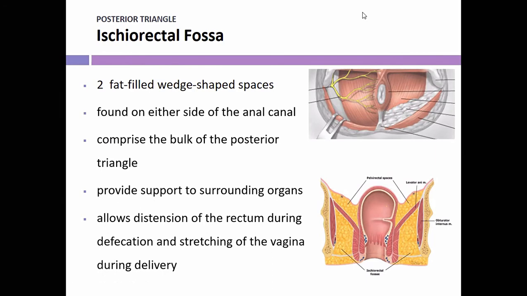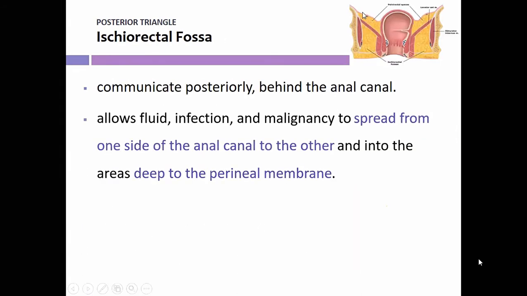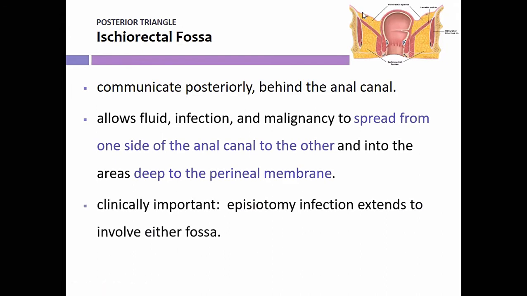as well as stretching of the vagina during delivery. Now, the disadvantage or the characteristic of the ischiorectal fossa is that it can communicate posteriorly from one side to the other side. So if there is any infection on one side or if there is malignancy, it can spread from one side of the anal canal to the other in the deep perineal membrane.